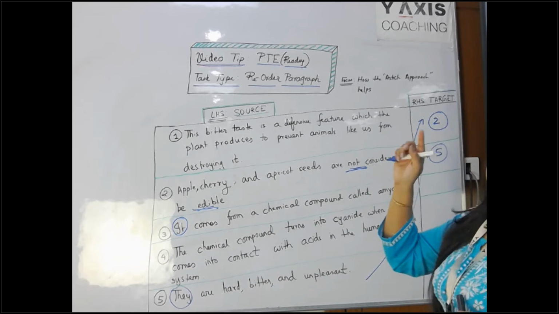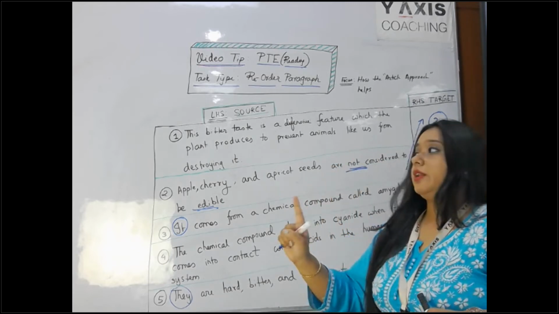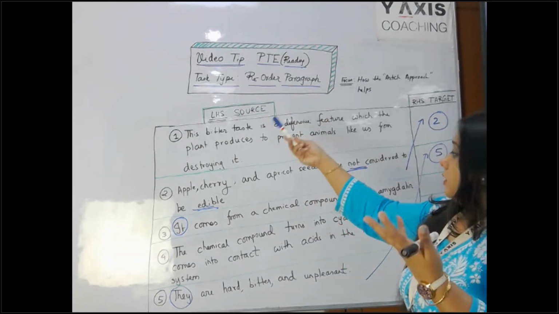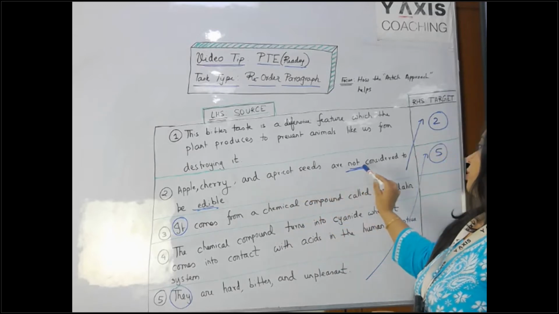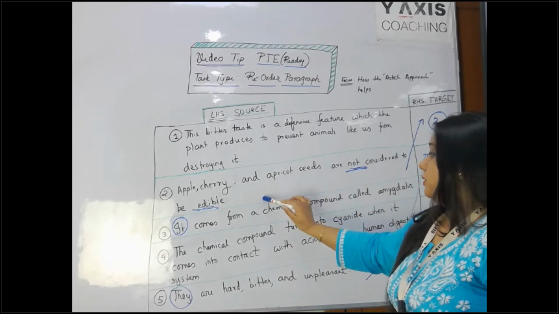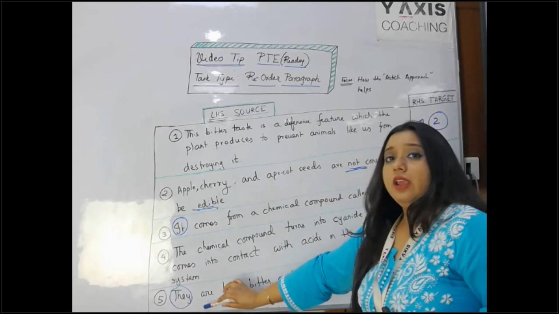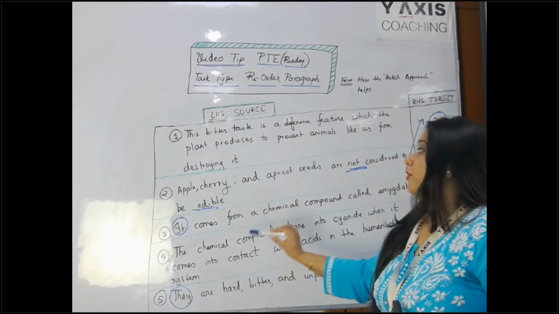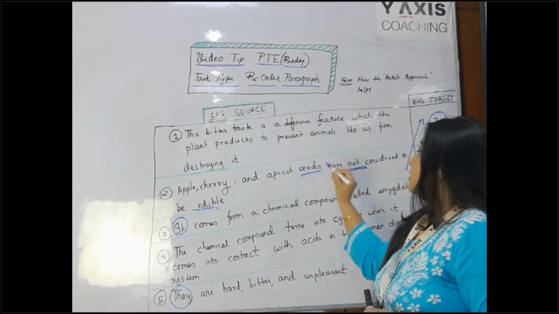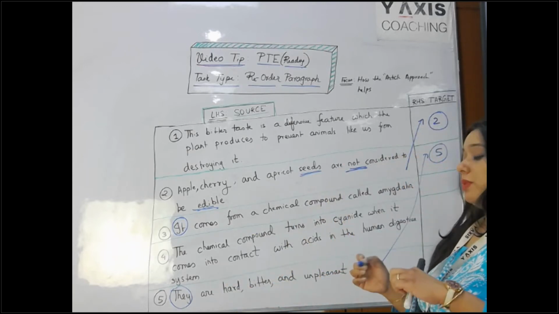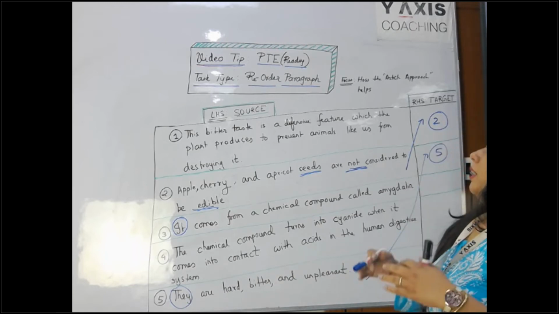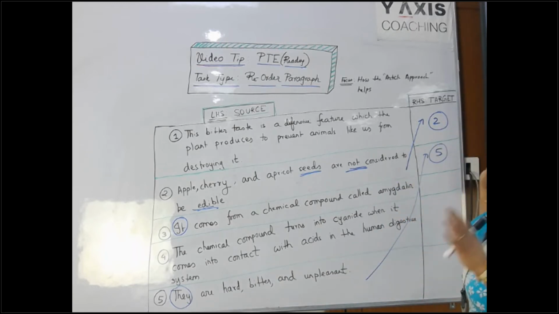So I get one correct pair. So let us read it once again. Apple, cherry and apricot seeds are not considered to be edible. They. So this pronoun they is referring to the seeds. They are hard, bitter and unpleasant. So 2, 5, done.